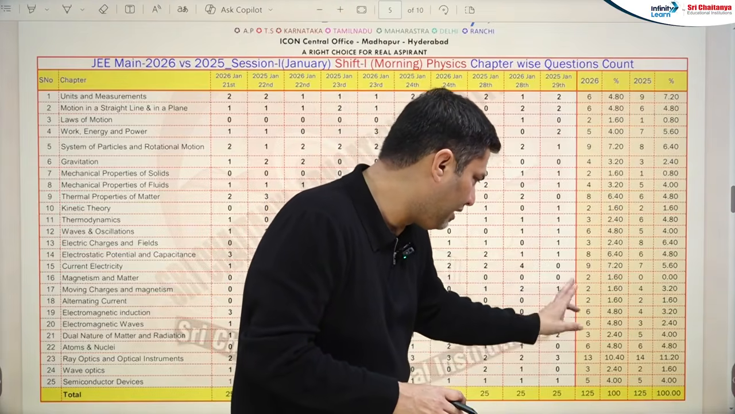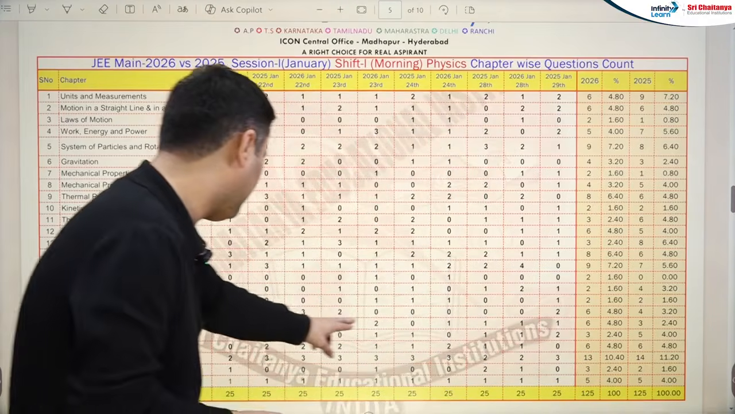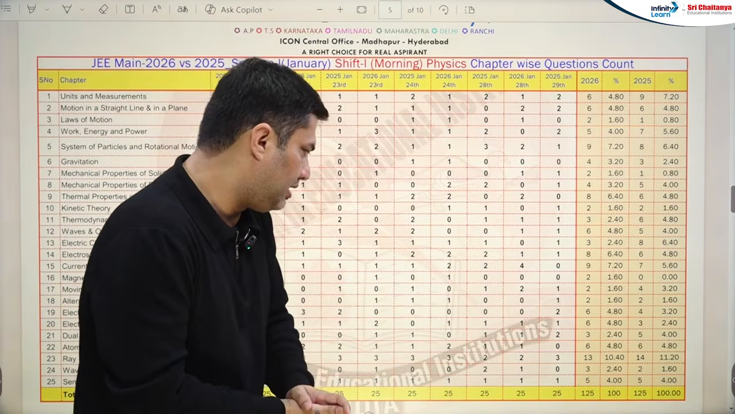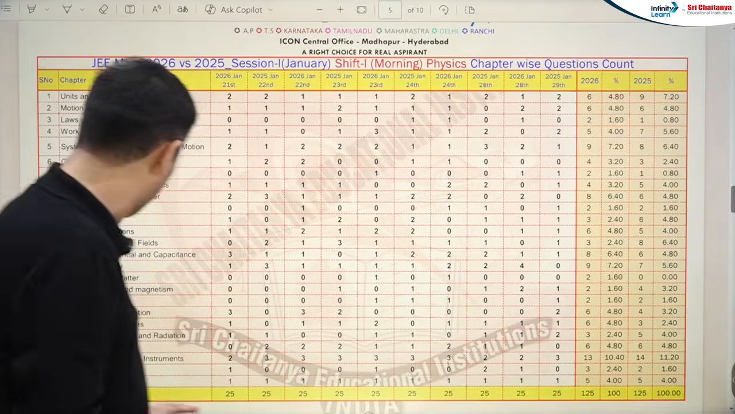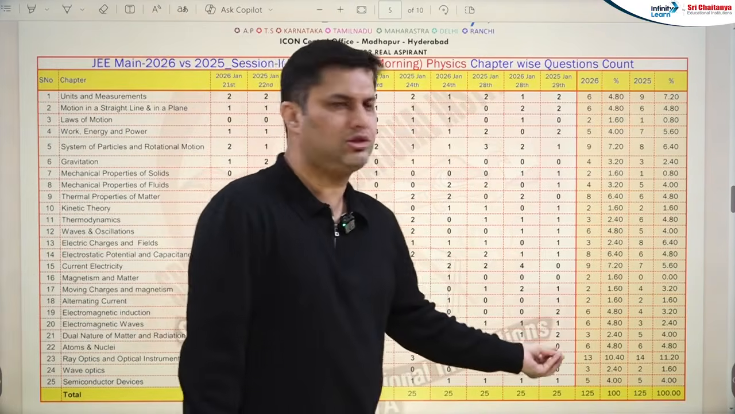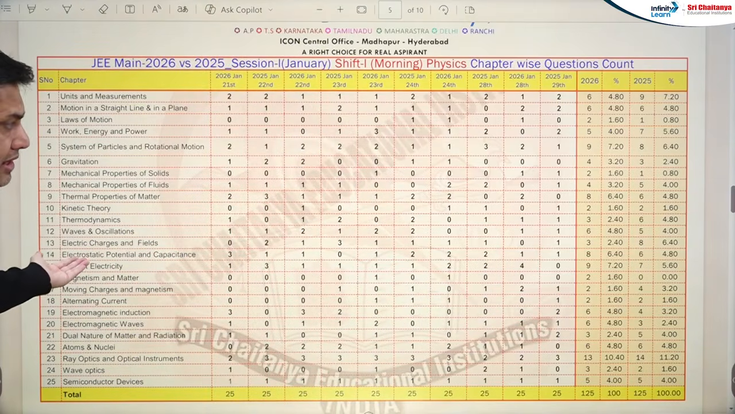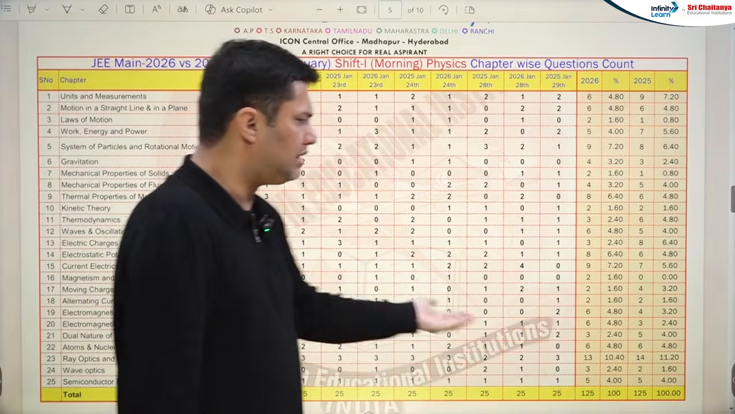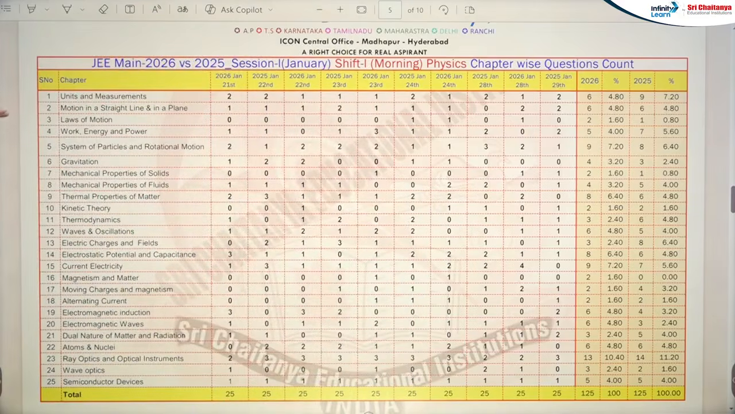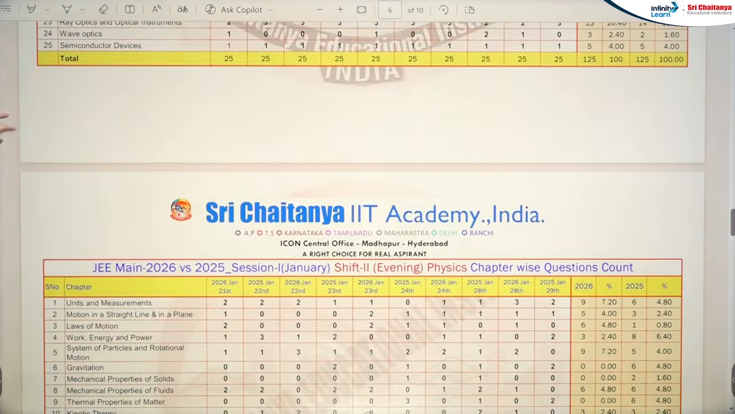If I talk about the remaining, I think almost they are similar, 6 and 6, 3 and 5, 6 and 3. Increment in electromagnetic waves. Electromagnetic waves has a high weightage. 13, 14 almost similar, 3, 2, 5, 5. They are all similar in wave optics and semiconductor devices. So in shift 1, you can see the increase in electromagnetic waves and current electricity, and a slight decrease in some of the chapters. So yes, overall, you can see the weightage comparison between the last year January morning shift and this year morning shift. Now let's come to the evening shift of this year and last year.